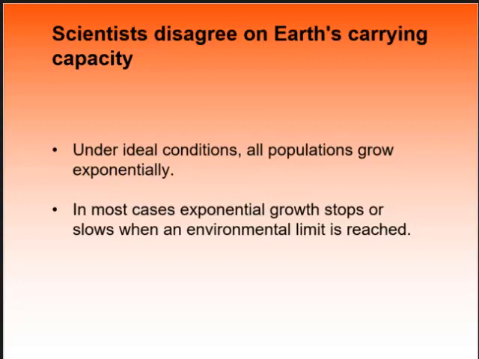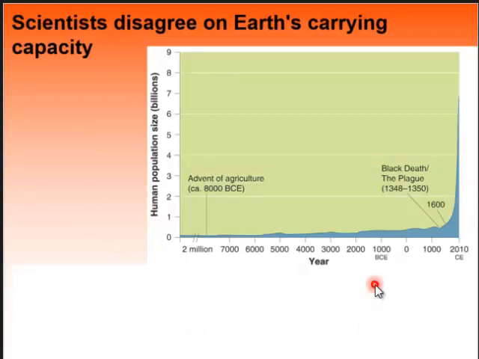All right, so the carrying capacity of Earth is what we're going to look at in the next few charts. You need to take these things away from this. Under ideal conditions, that is with no limiting factors, all populations of all organisms, including humans, are going to grow exponentially. And we've talked about that exponential growth, J curves. In most cases, this exponential growth is going to stop or slow. That's when we go into the S part of the curve, when our limits are reached, which can be food.